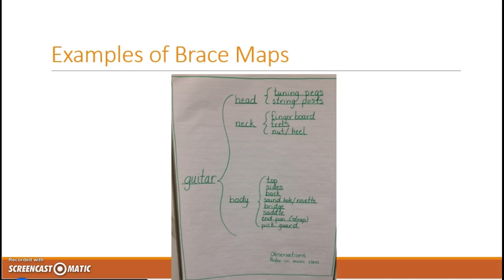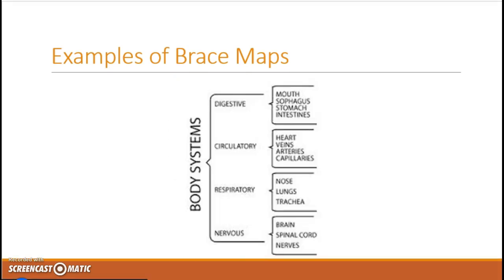This example of the parts of a guitar could be from a music classroom. The next two maps show variations on a similar topic. This is a reminder that thinking maps can be differentiated very easily based on learning needs. This map is about body systems. The digestive, circulatory, respiratory, and nervous systems are all represented. And then the component parts of each of those systems is represented.